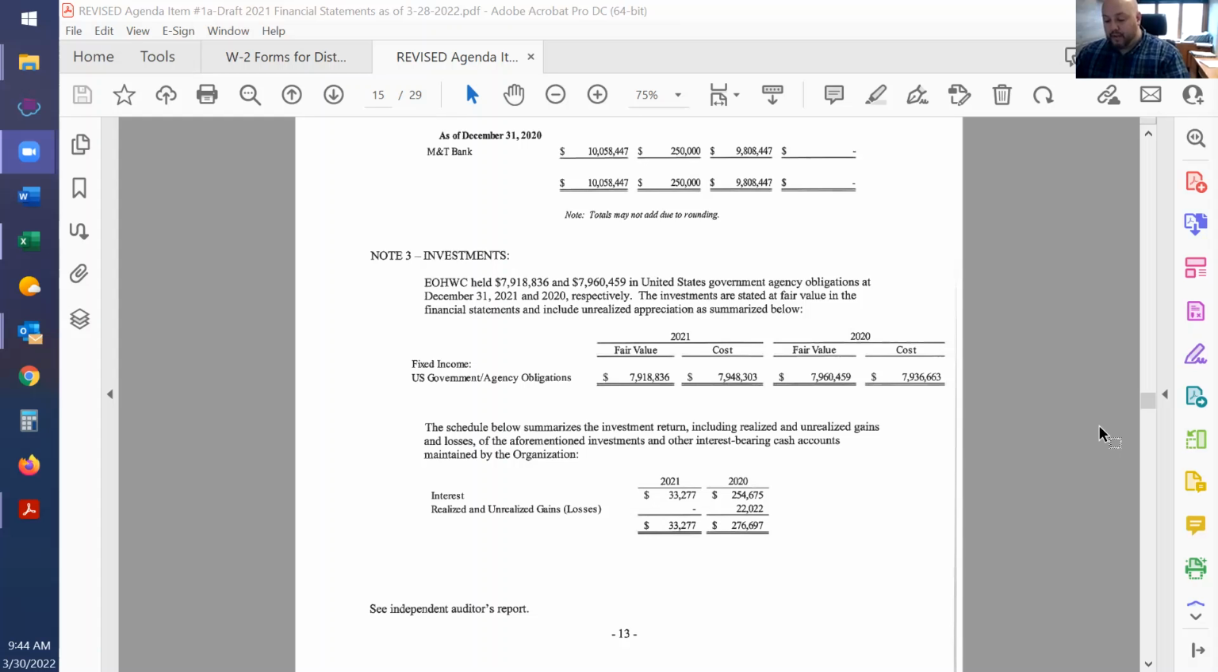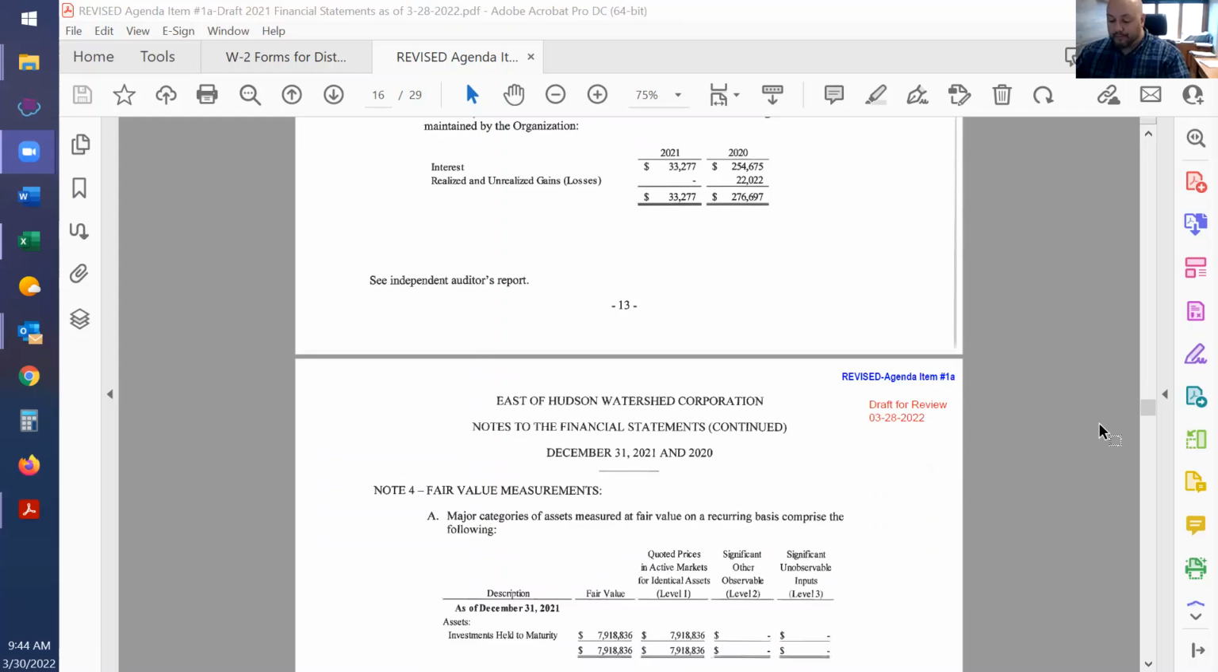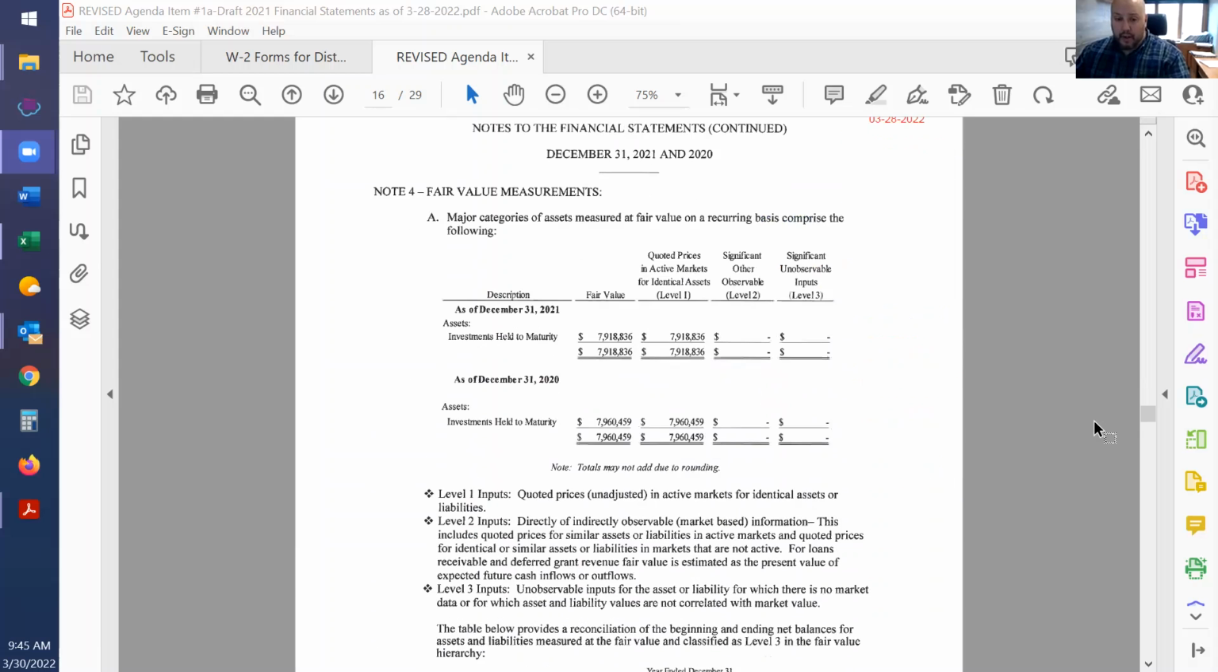Moving on to page 14, this is just another footnote we have to do in regards to the investments. We really don't tell anything additional here. It's just required by GAAP for us to disclose this.